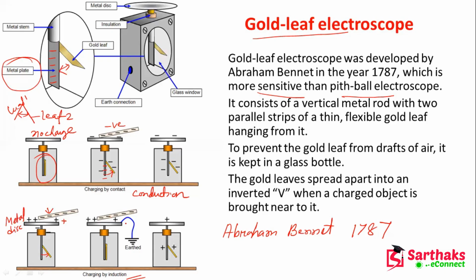Now, if the disc is connected with a conductor and there is earthing here, there will be neutralization of the charges, because the positive charge will flow away from this part, and there will be no deflection here. But if there is no earthing, you can see some deflection here. So this is the gold leaf electroscope.